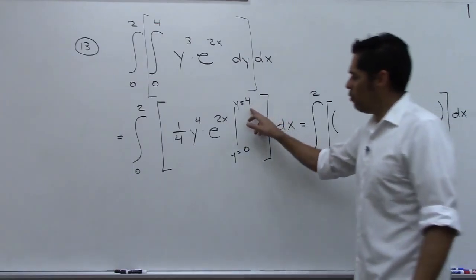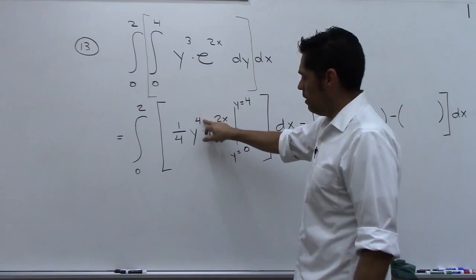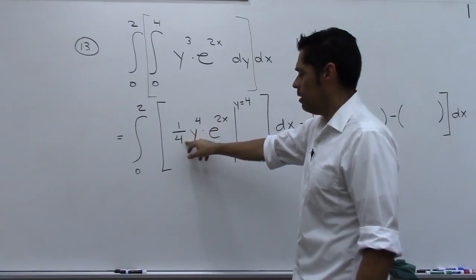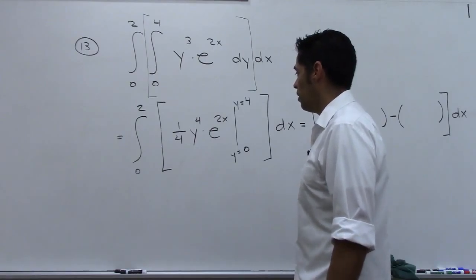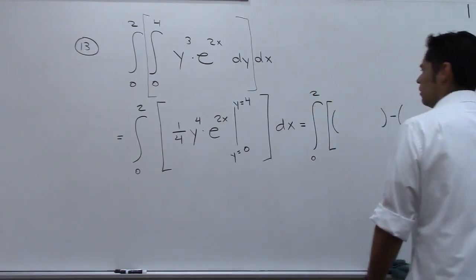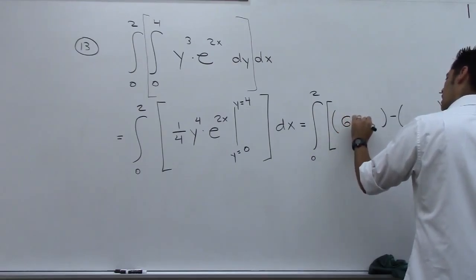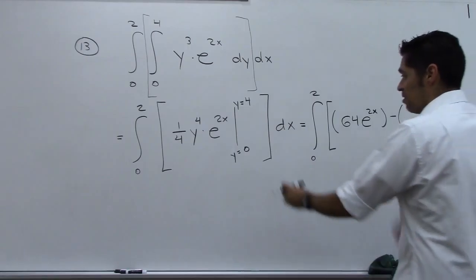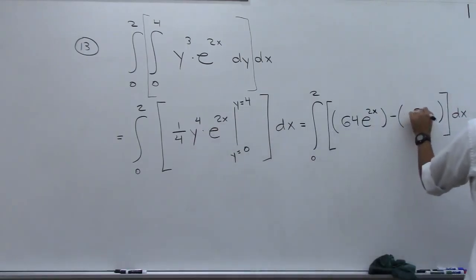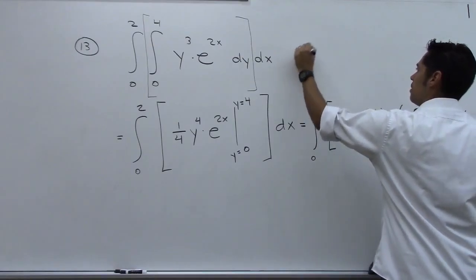So when I plug in 4 for y, I get 4 to the 4th. And then when I divide that by 4, it's really 4 to the 3rd. So 4 to the 3rd is 64. And so I have 64 e to the 2x. And then when I plug in 0 for y, I get 0. So now I'm just integrating.